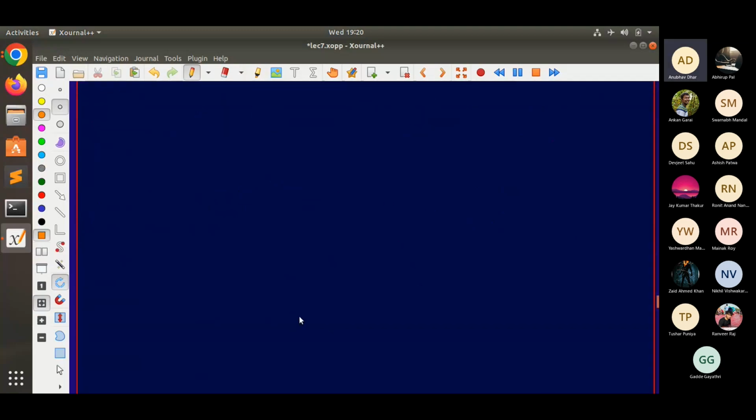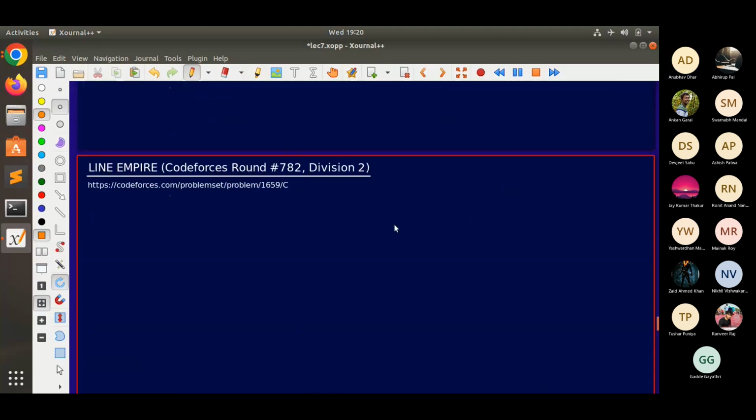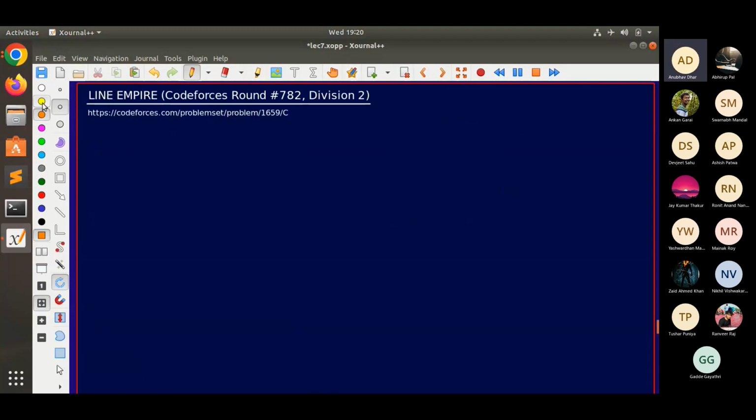Let's just go on to the next problem then. Okay, so the next problem is taken from this Forces round 782, problem C. Yes, problem C. It's called the Line Empire.